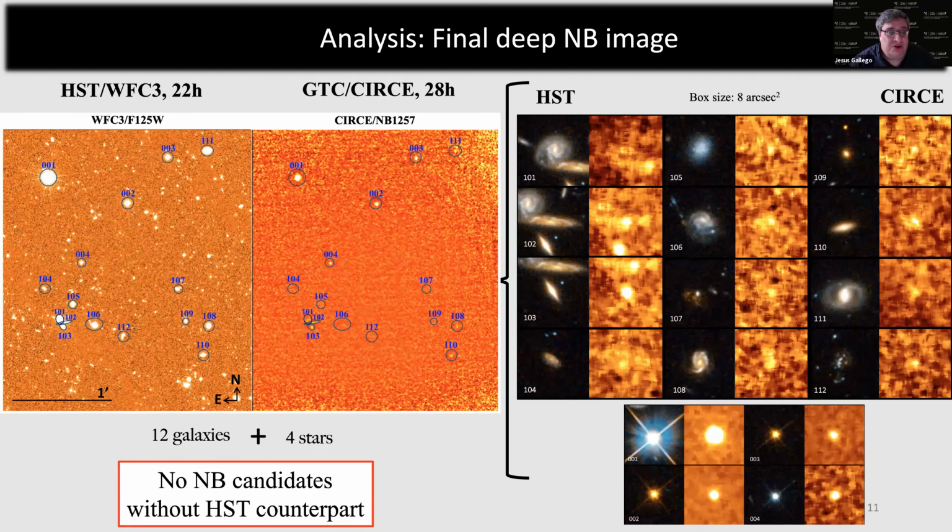Once the final image was obtained, we were not very happy because we very soon realized that we didn't reach the depth enough. On the left, you can see the comparison between the HST image of the same field and our near-infrared, supposedly ultra-deep image. We were able to find only a few objects in common, in fact, 12 galaxies and 4 stars. And from the very beginning, we realized that there were no narrowband candidates without Hubble Space Telescope counterpart. Anyhow, we moved forward.